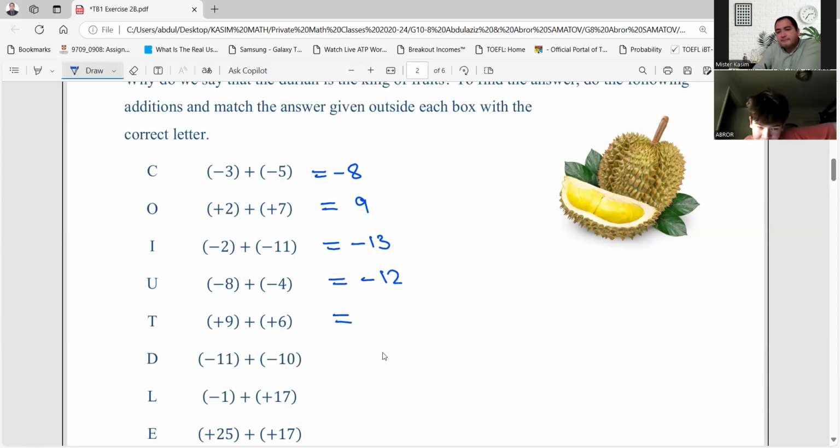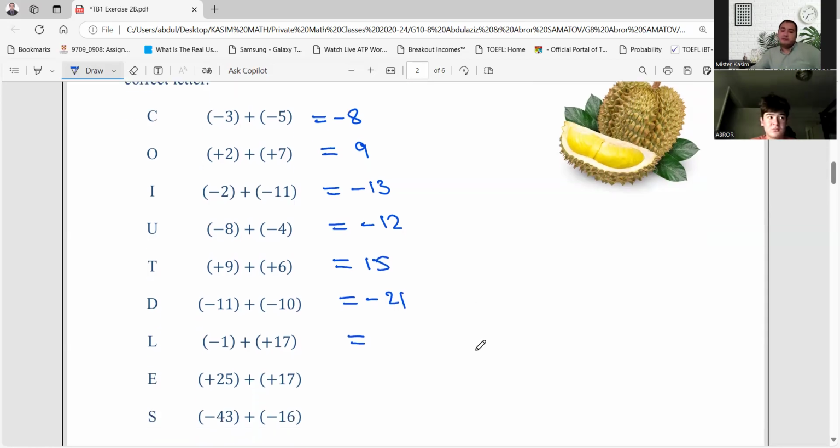9 plus 6? 15. And negative 11 plus negative 10? Negative 21. And negative 1 plus 17? 16. If the signs are different, we subtract, right? Yeah, I will check the answer now.